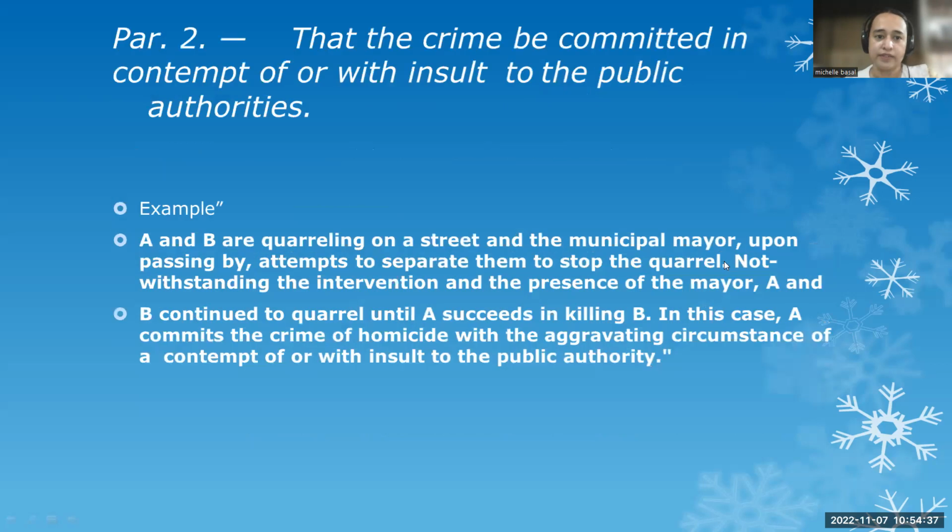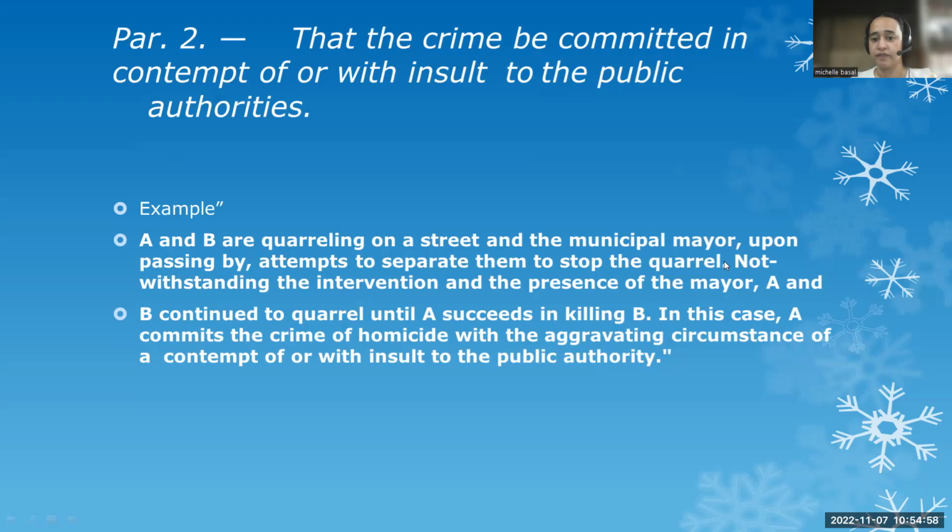Now let's go to the second one, that the crime be committed in contempt of or with insult to the public authorities. For example, A and B are quarreling on a street, and the municipal mayor, upon passing by, attempts to separate them to stop the quarrel.